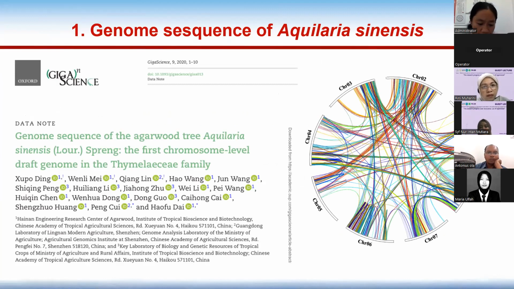In addition to the chemical composition from the Agarwood, we also sequenced the genome of the Agarwood tree, Aquilaria sinensis, because in Hainan we mainly have Aquilaria sinensis. And in this part we were also the first group to publish these results.